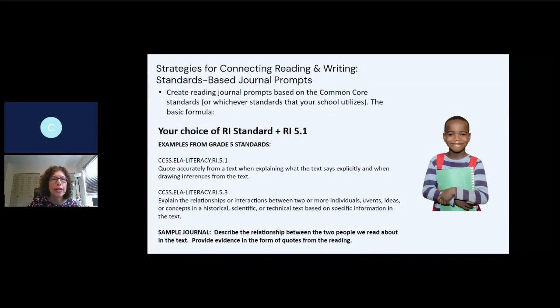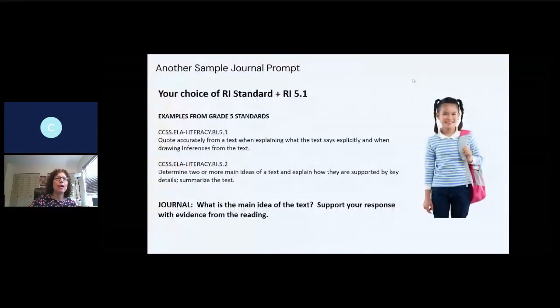Let's take a look at another example. All right, so again, same thing. Your choice of reading standard plus your cite evidence standard. And again, I have 5th grade here. So here's our 5.1 again, quote accurately from a text when explaining what the text says explicitly and when drawing inferences from the text. And then now in my class, I want my students to focus on main ideas. So determine 2 or more main ideas of a text, explain how they are supported by key details, summarize the text. And so now I've created a journal.